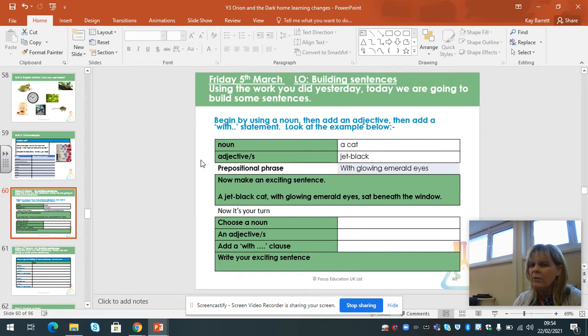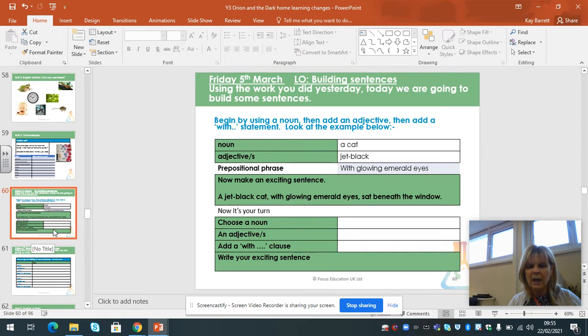So the example you've got on the screen here is a cat, and then you build up an adjective. You could maybe even have a go at two adjectives to make a two-way sentence. So we've got a cat, and then it's described as jet black, and then we've got a prepositional phrase, which in this case is a phrase that starts with "with". Then you pop it all together: a jet black cat with glowing emerald eyes, and then I put a preposition at the end to finish mine off, sat beneath the window.